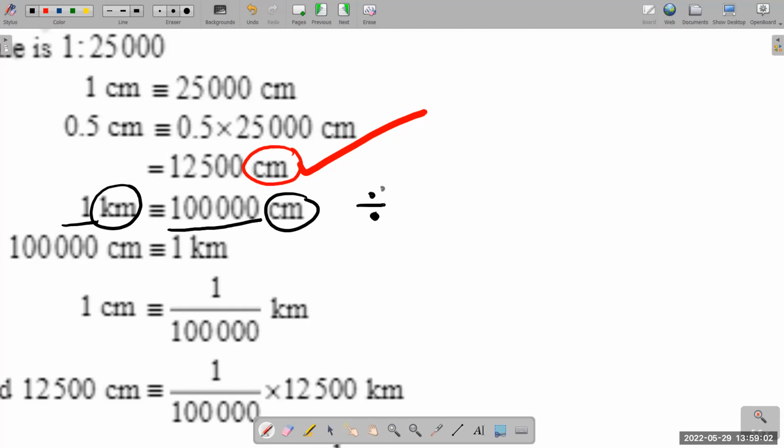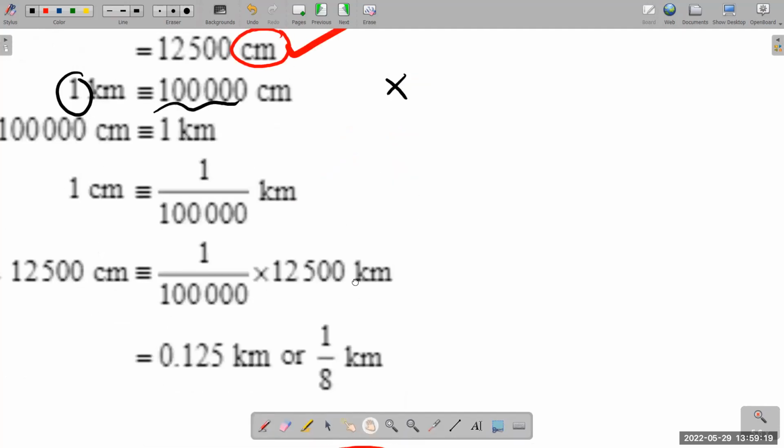Everybody understand what I'm trying to show you? If you were at km and they asked for cm, you would realize you're moving from one unit to a bigger number. So then you know you have to do what? Multiply. So anytime you forget what to do, look at your units.